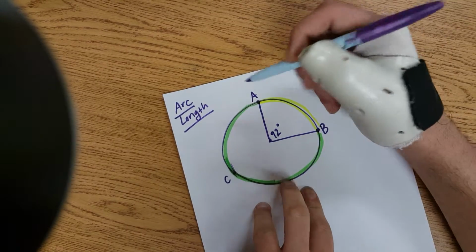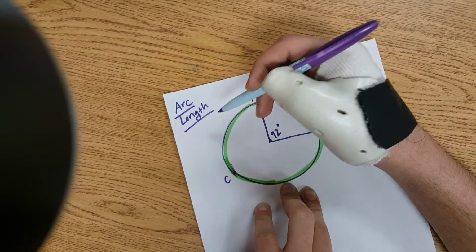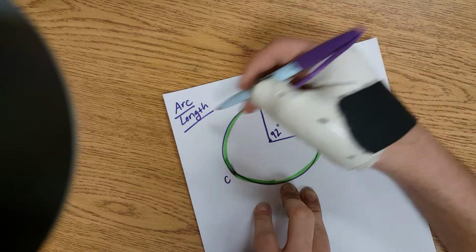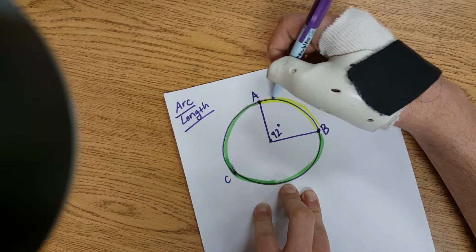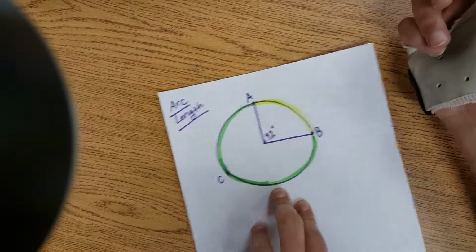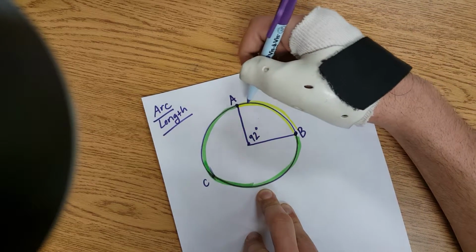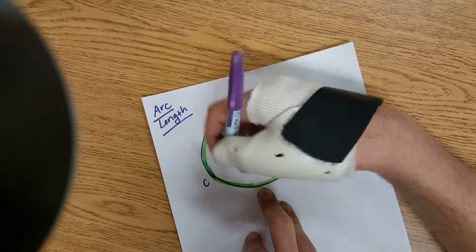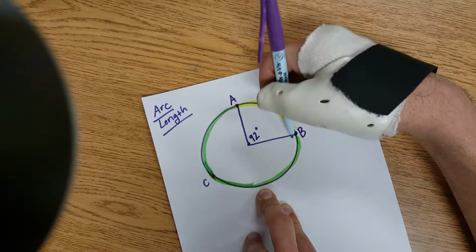Now remember, the difference between the arc length and the arc measure is that the arc length is asking how long is this actual arc, whichever arc they're asking you to find.